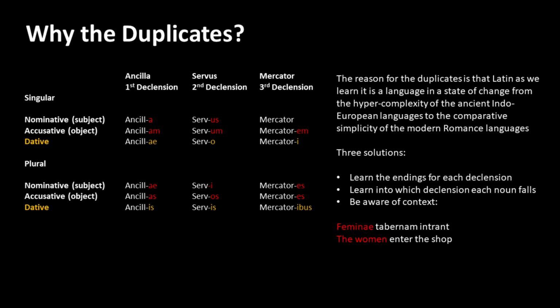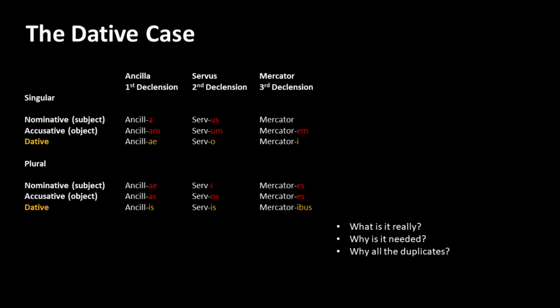Let me come back, though, to the three questions I put earlier. What is the dative case? Why is it needed? Why the duplicates? I've answered this last question. As for why it's needed, I suppose the best answer to that is because it is part of the language, and that is how things are done. Very often, the best answer to why in a language is because. Here, though, the dative isn't actually necessary.